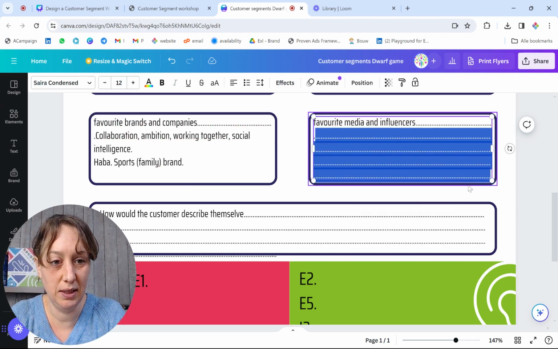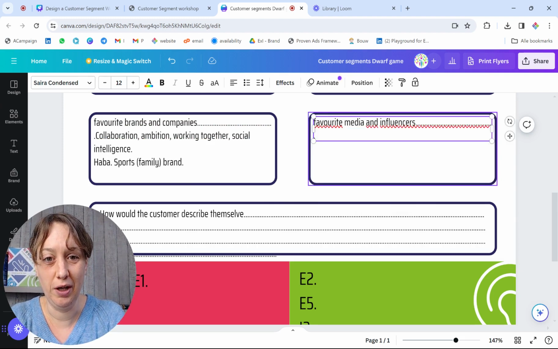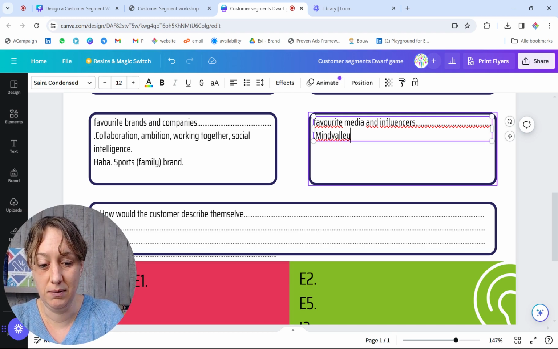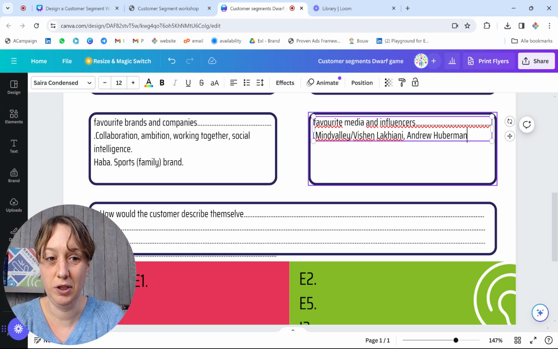Now, social media and influencers. Sarah is very interested in education. So education with a kind of collaborative and personal development type of brand and influencers. She would be a big fan of, for example, Mind Valley and its founder Vishen Lakhiani. She would be a fan of Andrew Huberman, probably. She likes education, she likes personal development, and she likes going in depth into those things.